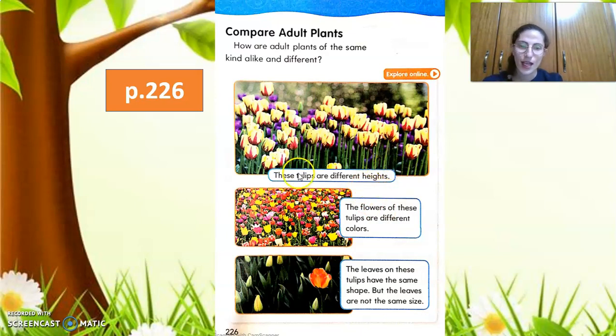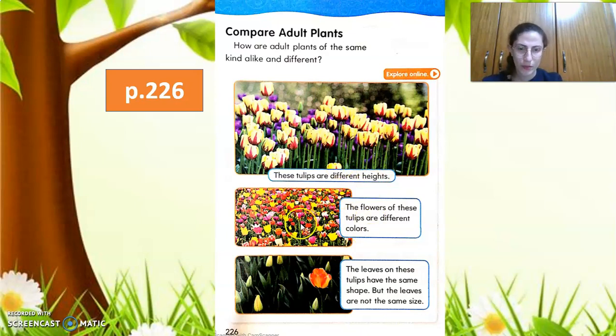Okay, let's read together. These tulips are different heights. So we could observe that they have different heights. Some are taller, others are shorter. And you said that they get the different heights from their parents. But they are all tulips. How do we know? Because they have the same shape of flower, they have the same shape of stem, and the same shape of leaves, but different heights. Okay? Clear so far?